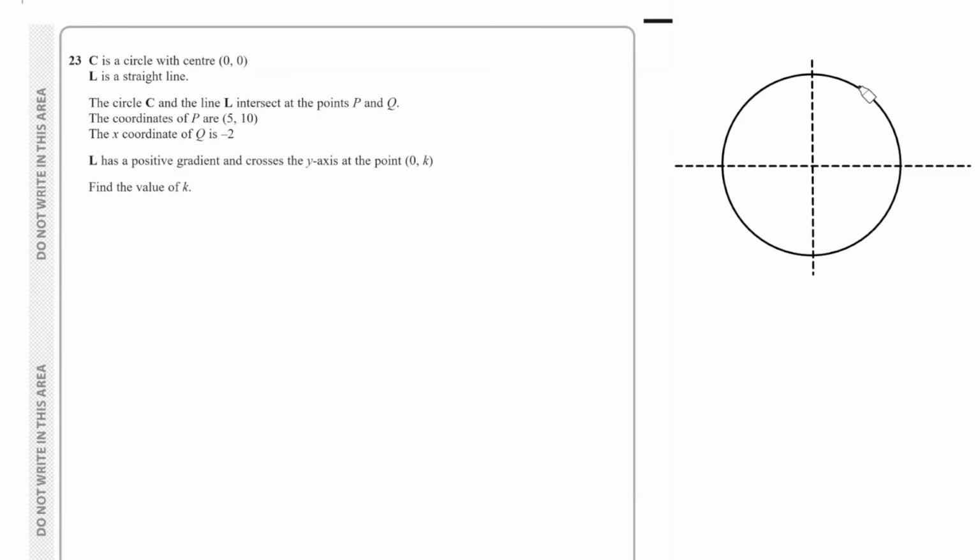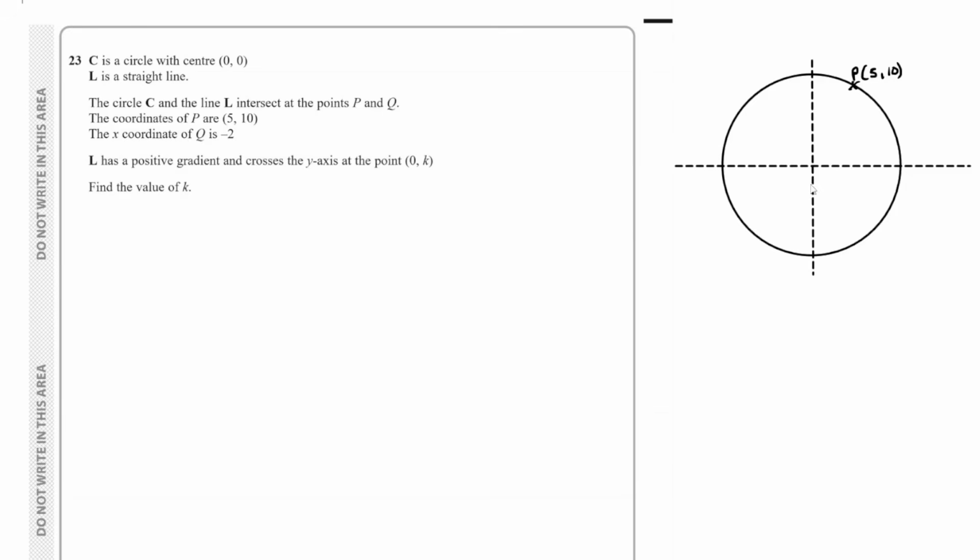So let's say 5 across, 10 up, maybe about here, just roughly. So that's P, (5, 10). And it's a straight line with a positive gradient, so it must go kind of diagonally somewhere along here.